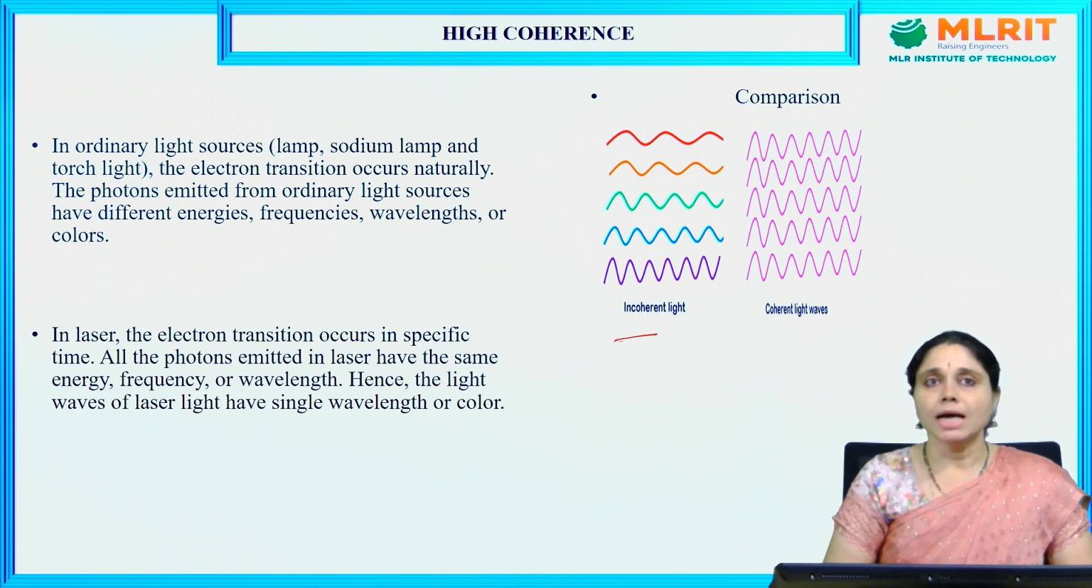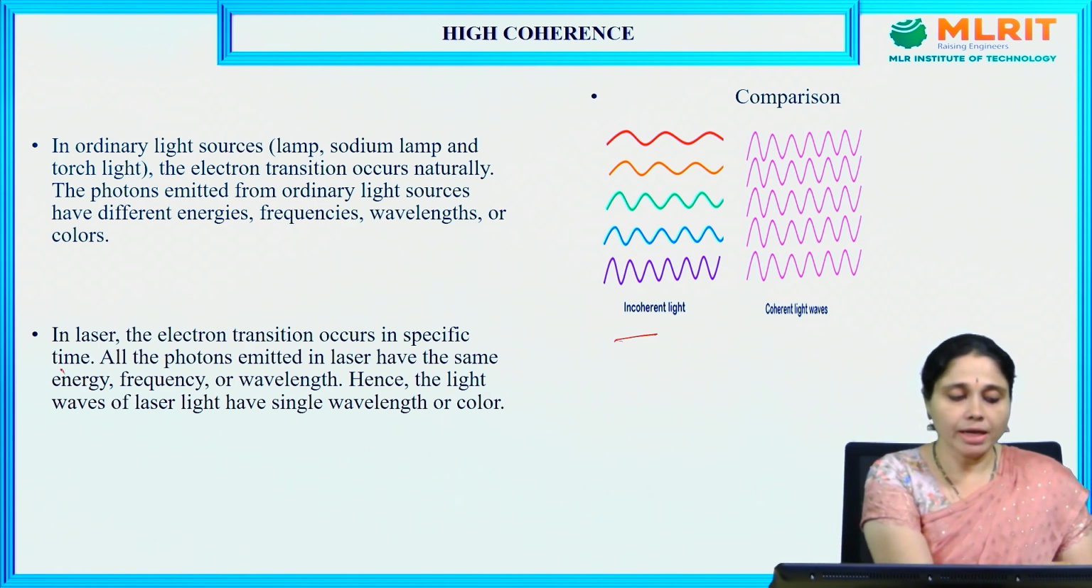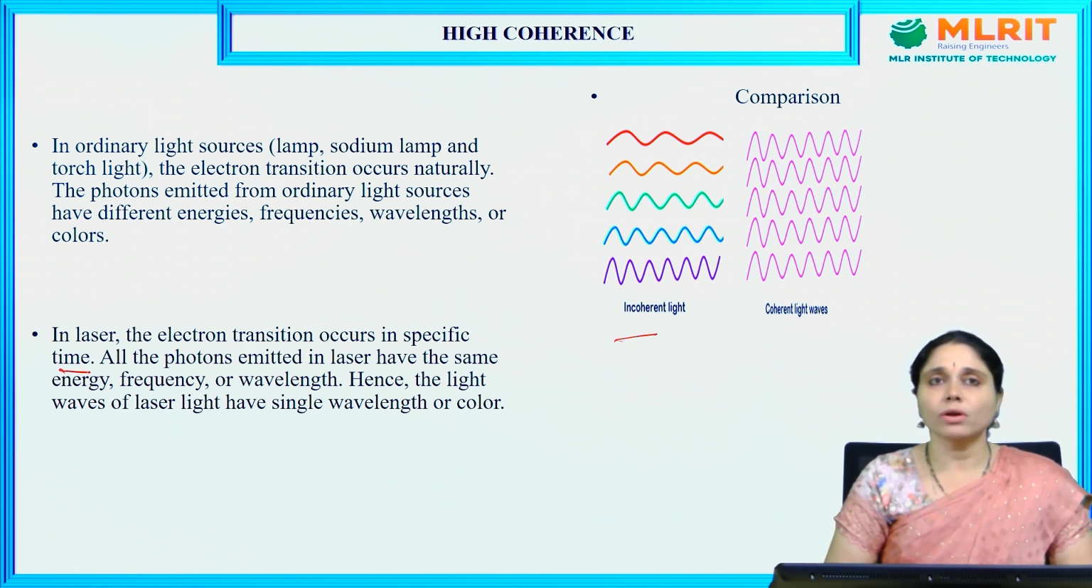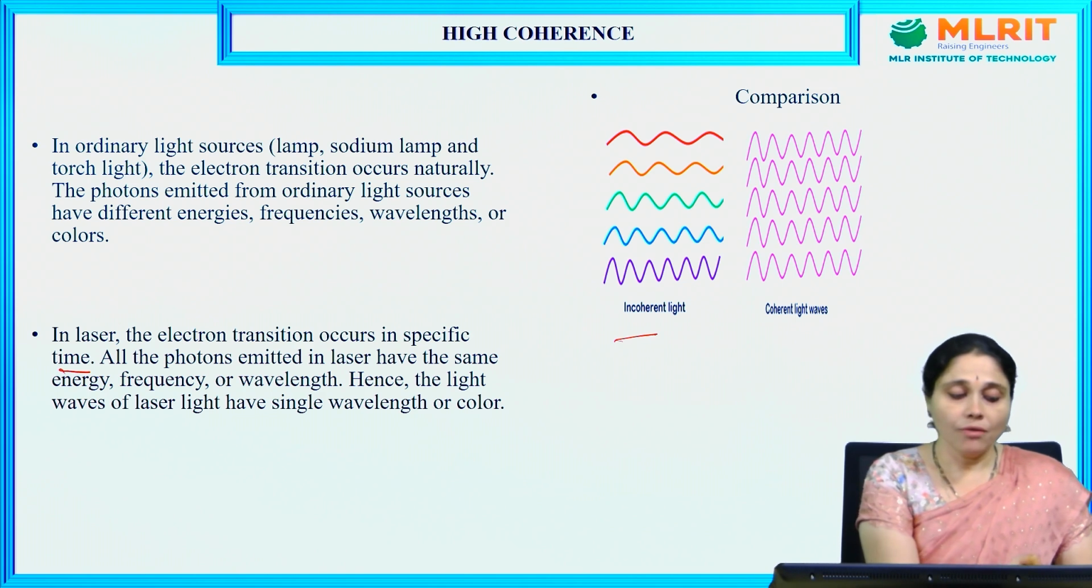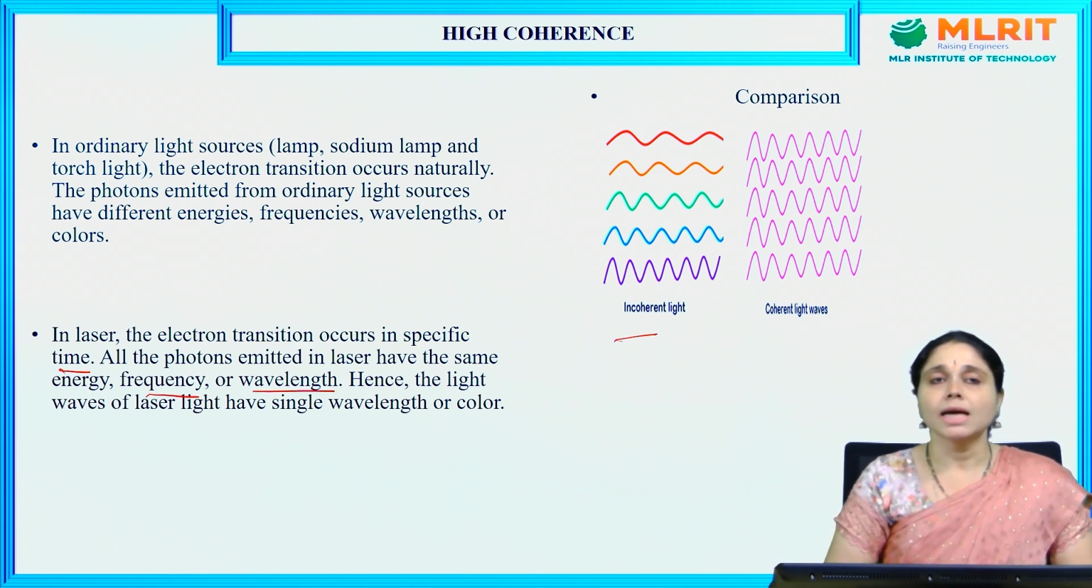In a laser, the electron transition occurs in a specific time. So the time bound we are keeping is a specific time. All the photons emitted in a laser have the same energy. We need to keep that in mind. They have the same energy, frequency or wavelength. Hence, the light waves of laser light have a single wavelength or color.